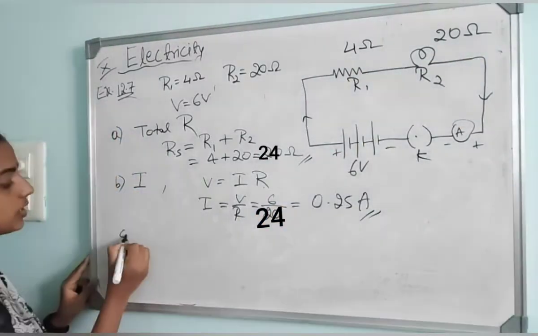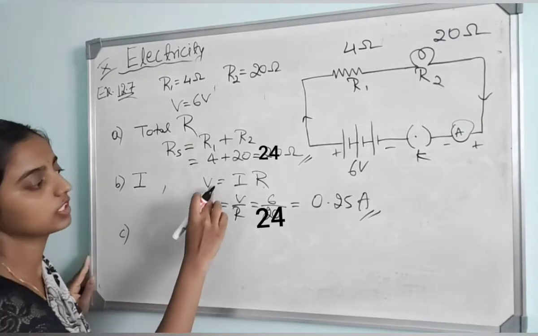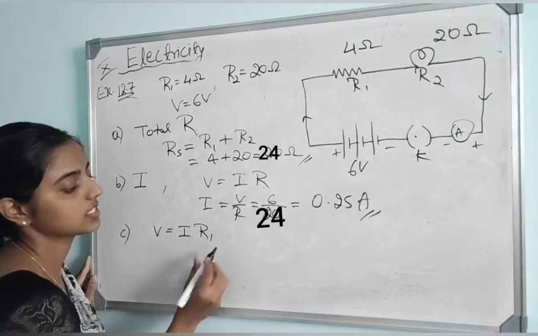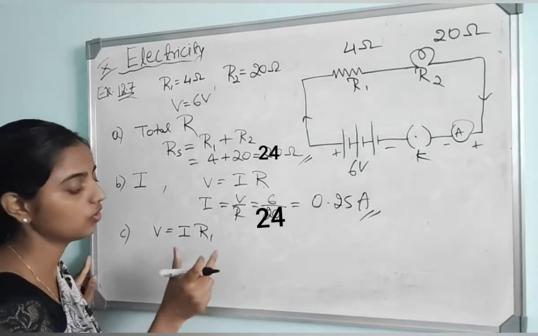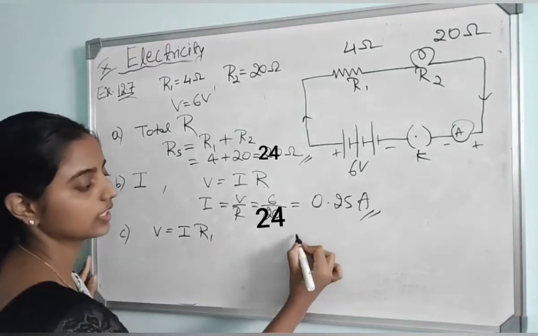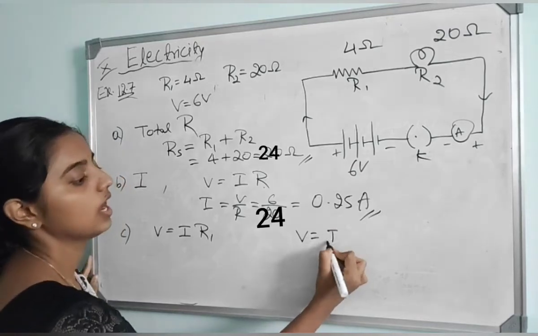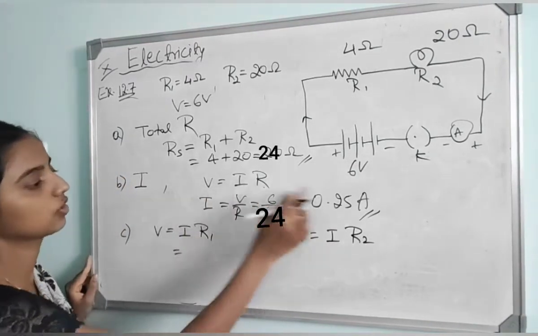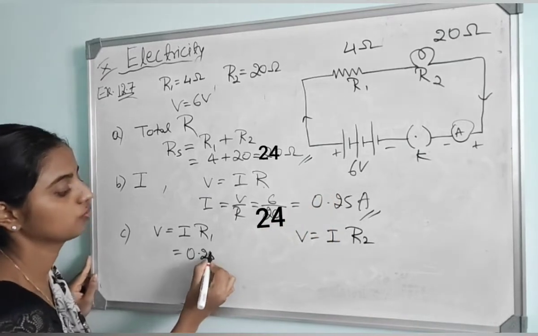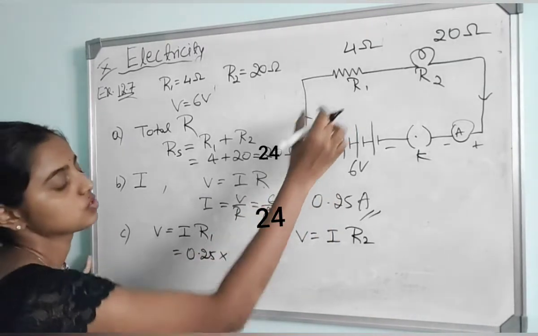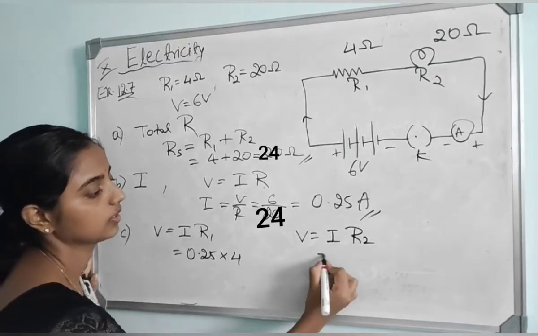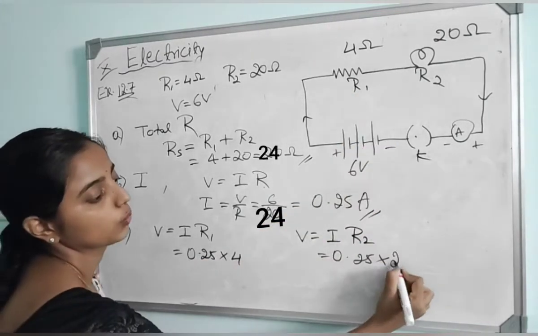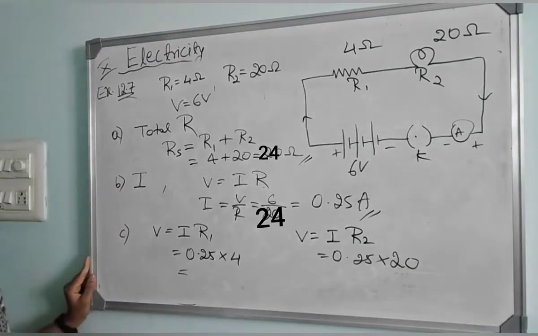So here, question number C, how to find the potential difference? With the same formula, right? V is equal to I R1. Since they are asking to find at R1 and R2, let us make the first formula V is equal to I into R1 and the next formula V is equal to I into R2. Clear? So substitute everything. What is I? Here we have 0.25 into R1, so 4 ohm, and here I is 0.25 into R2, 20 ohm.